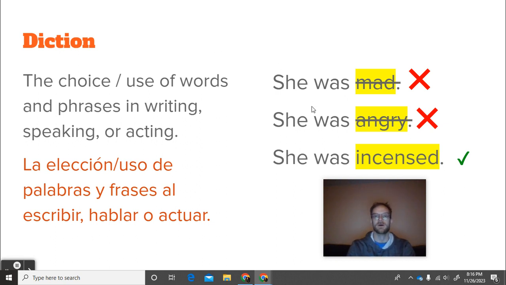So, for example, she was mad. Nah, mad's not a good enough word. She was angry. Little better, but still not the word I really want. She was incensed. Perfect. That's the word. That's my diction. I chose that word specifically because that has the exact meaning and connotation and intensity that I want. So that's diction. This process, choosing the exact word you want, is diction.